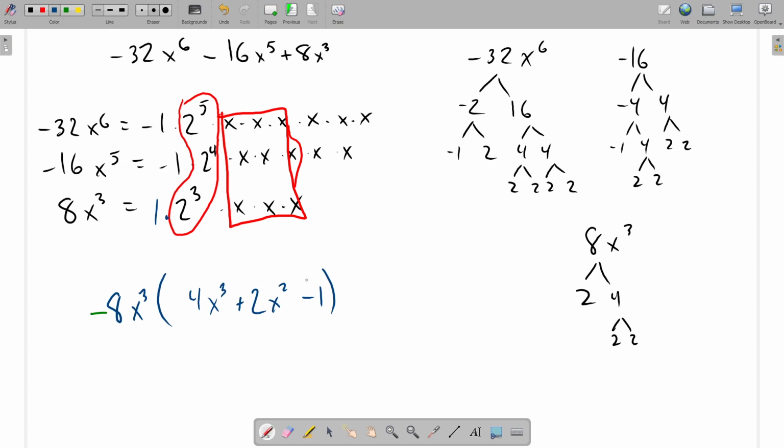Alright, so this was the very beginning introduction to factoring, to factor a greatest common factor. In the next several videos, we're going to be talking about factoring in a more traditional sense, taking a strictly quadratic and factoring it into two binomials.